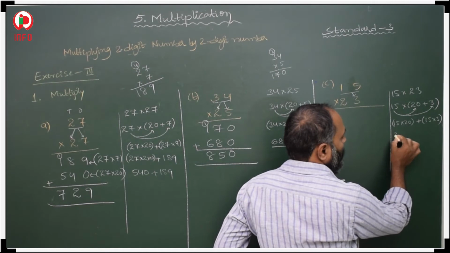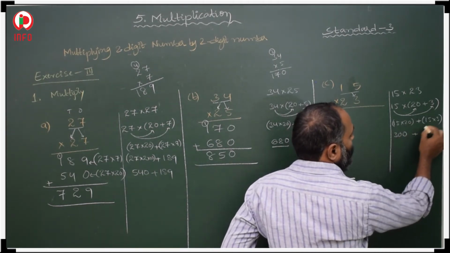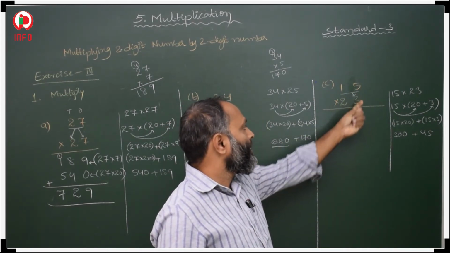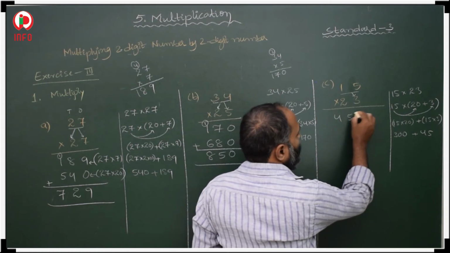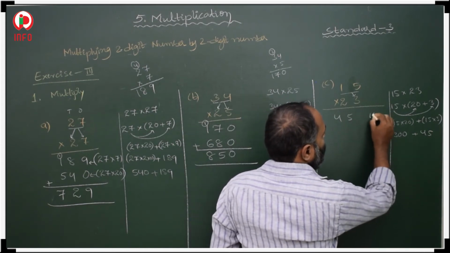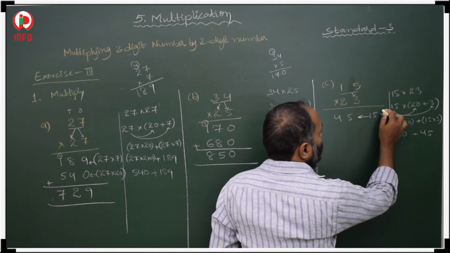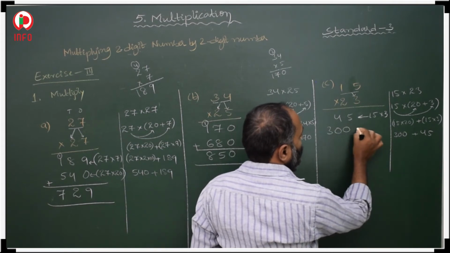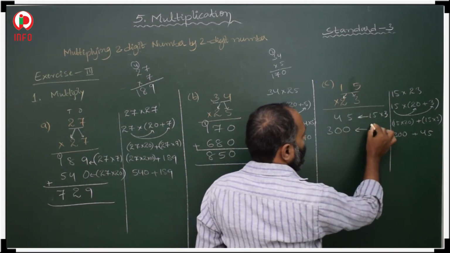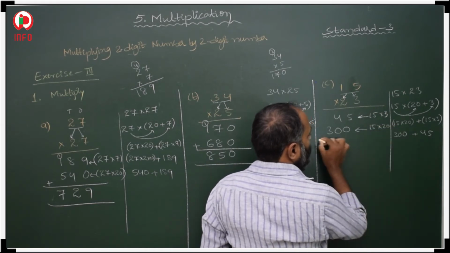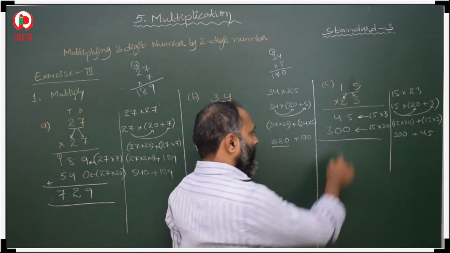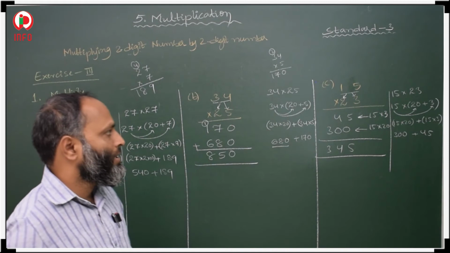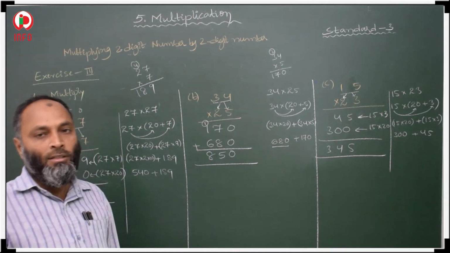15 2s are 30 and 10s is there 1 0. 15 3s are 45. Now this way 15 3s are 45. It represents 15 3s are 45. Next these are 300. This represents 15 20s are 300. Now you add 5, 4, 3. 345 is your answer.